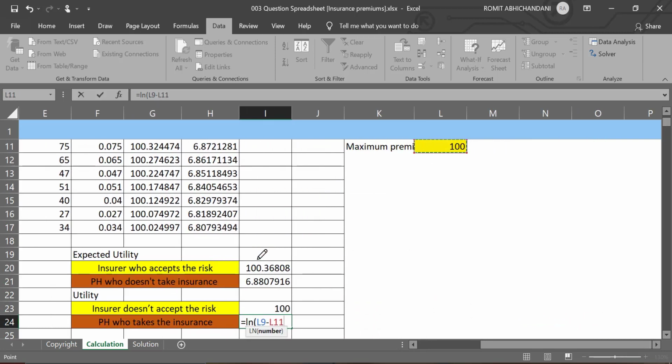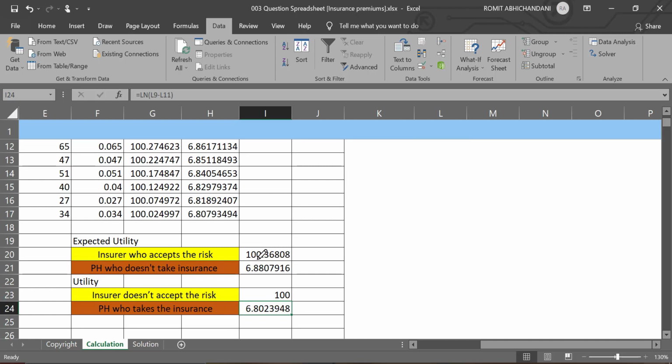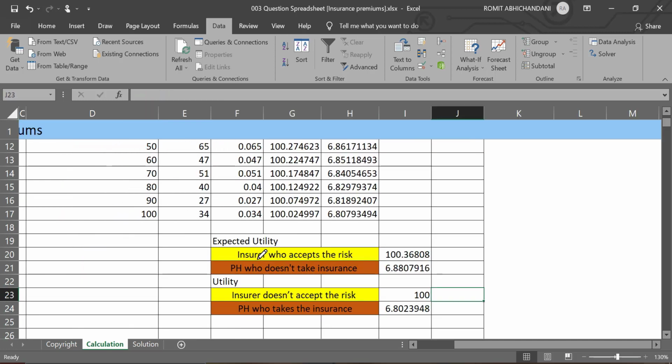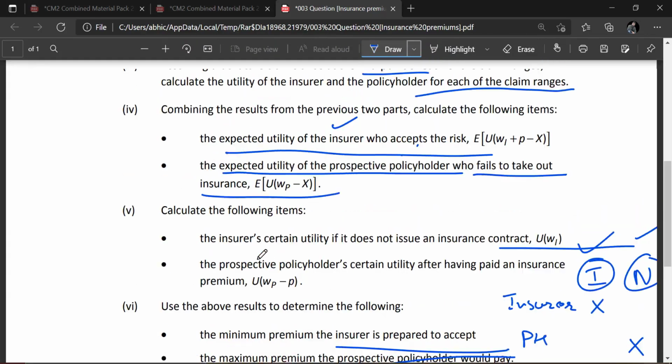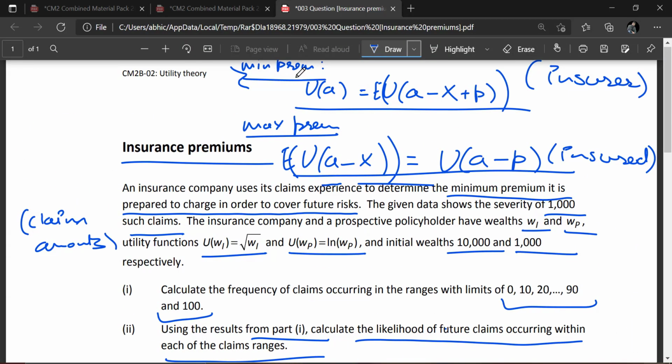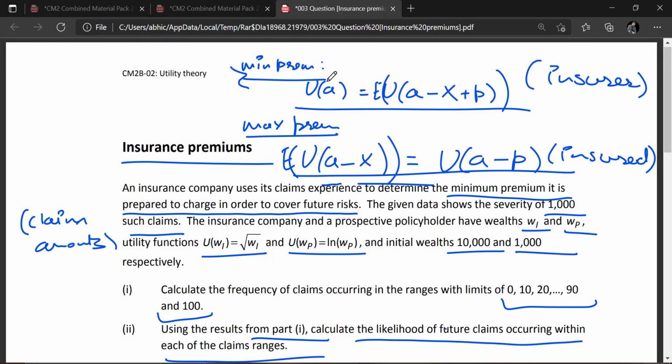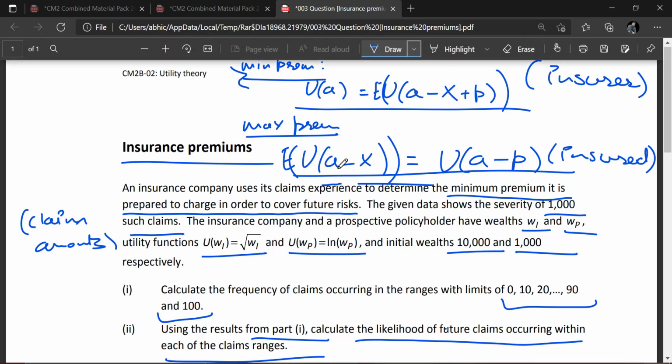So it will just be this maximum premium, that's it. This is for the policyholder who takes out insurance. Now you have all four cases needed in order to derive this maximum or minimum premium. Let's go back to the equations I had written. For the minimum premium that the insurer is willing to charge, you equate the utility of their initial wealth, that is utility in the case where they don't sell insurance, to the expected utility in the case where they sell insurance. You equate these two and you find the value of P. That is what we'll do.